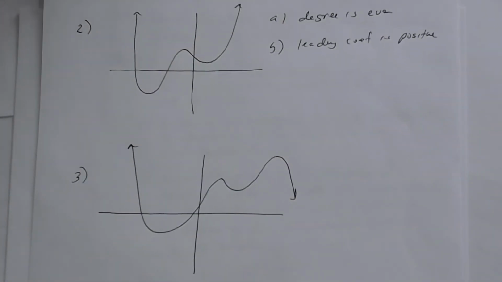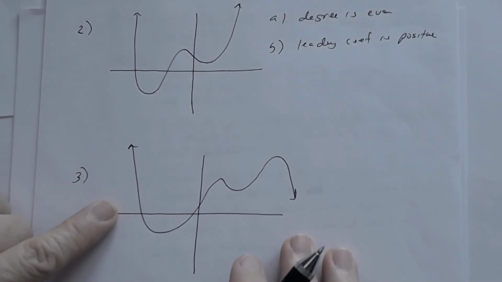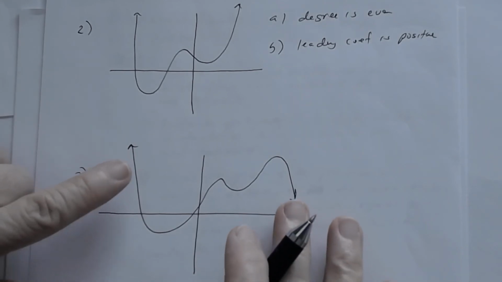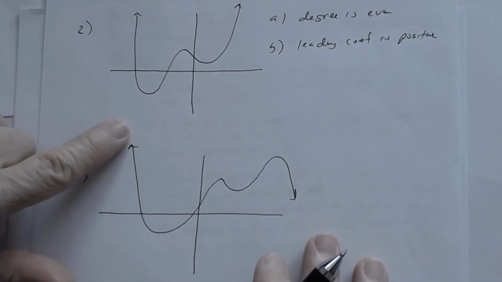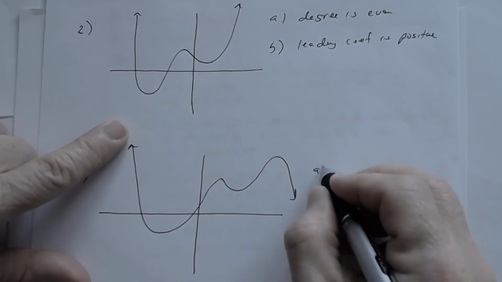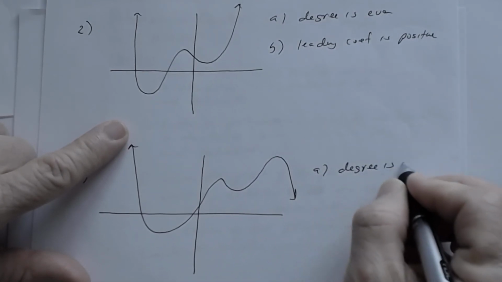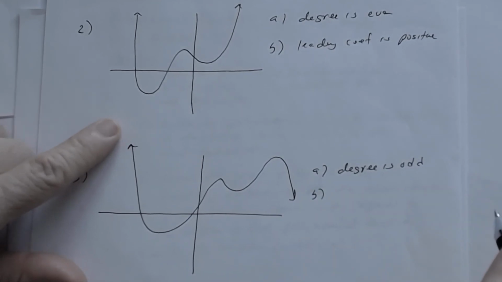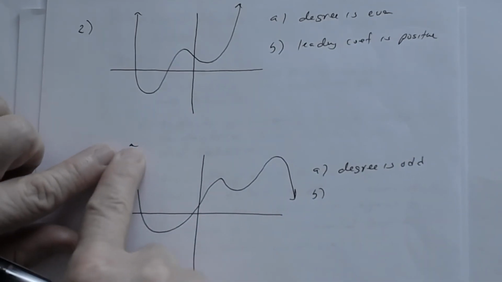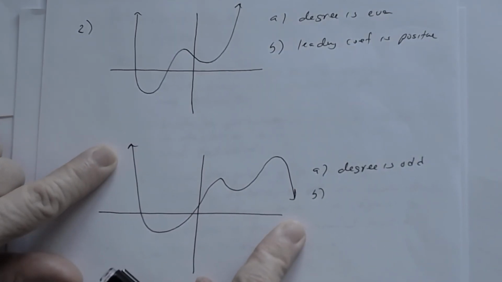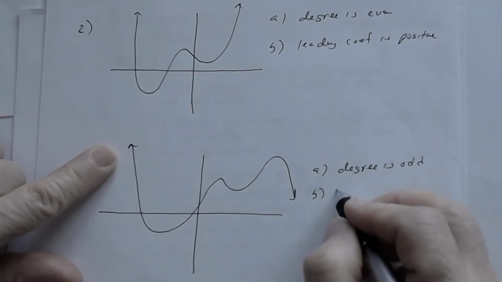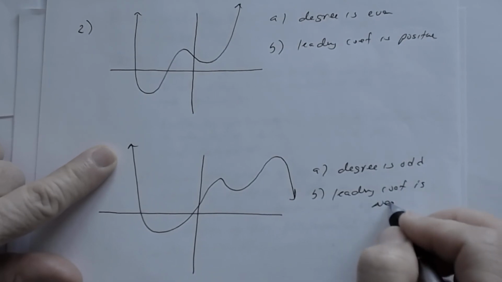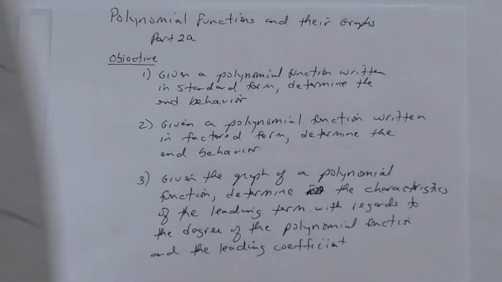All right. Number three. Here, what's the degree of the polynomial? Well, since they're both pointing in opposite directions, the end behavior, this one's going up, this one's going down, that means the degree is odd. All right, now, let's determine whether the leading coefficient is positive or negative. Well, if it's odd, remember, if it's pointing up on the left, pointing down on the right, that means the leading coefficient is negative.